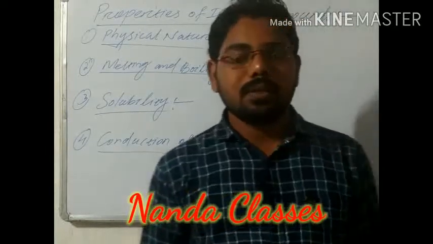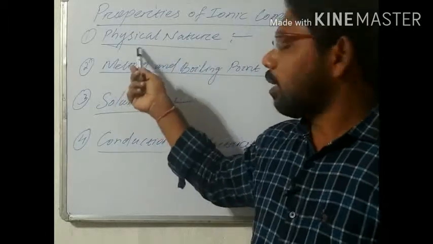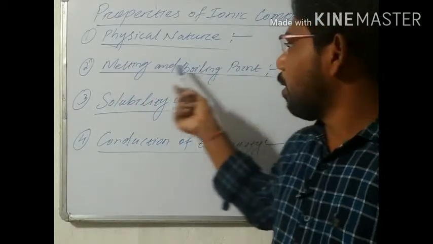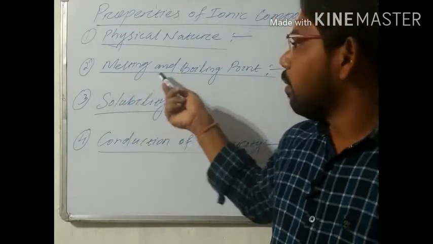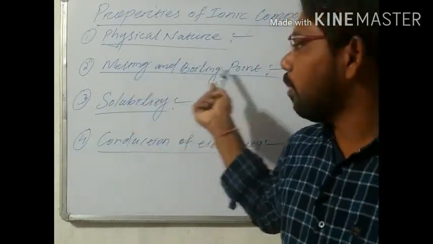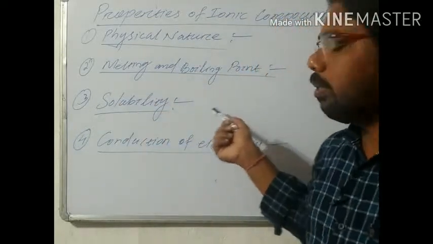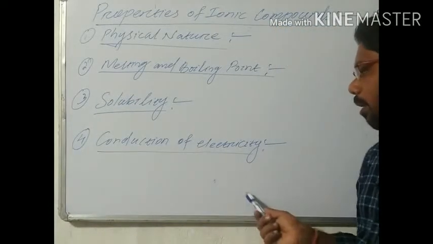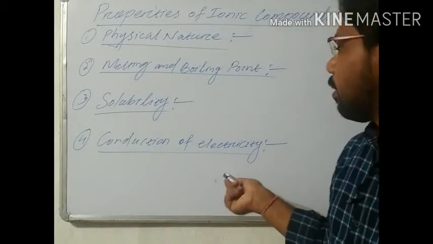I hope all of you understand these. Okay, remember these points. First, physical nature: they are crystalline solids and brittle in nature. Second, melting and boiling points: they have high melting and boiling points because strong forces of attraction are present between the ions, so more energy is required to break these bonds. Third, solubility: ionic compounds are easily soluble in water, but do not dissolve in organic solvents. And fourth, conduction of electricity: they conduct electricity in molten or aqueous solutions because free ions are present.